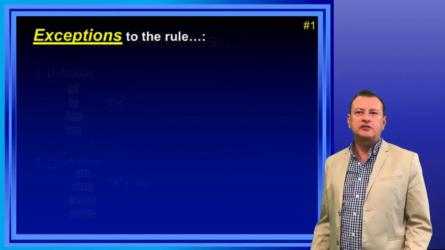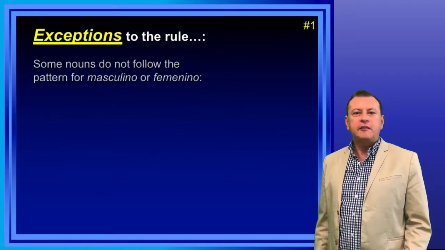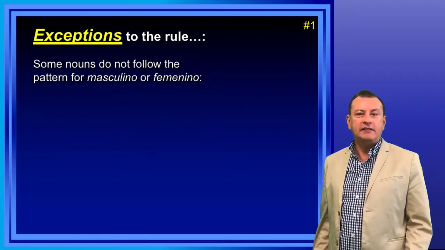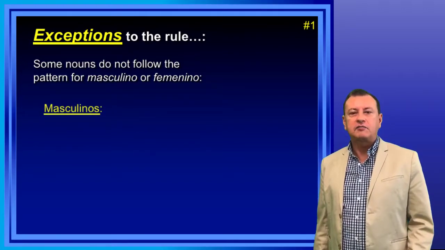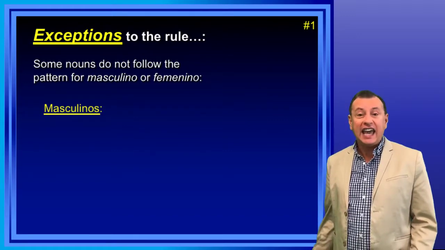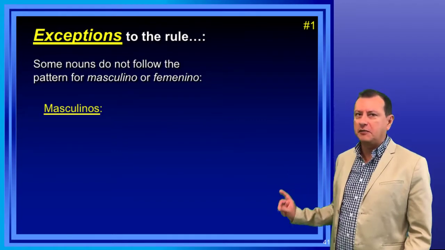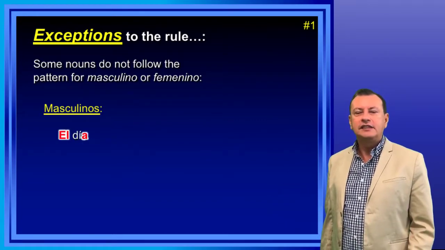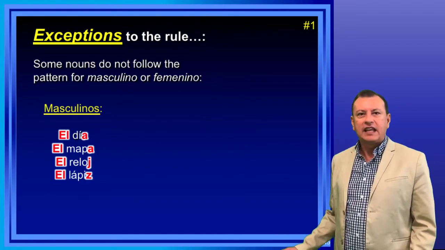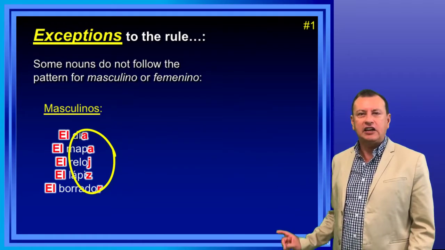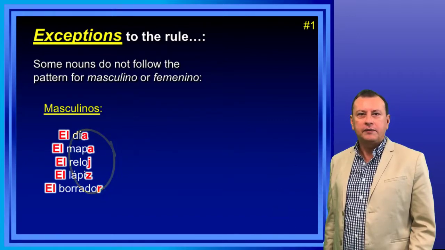Let's take a close look at how to form them. There are many exceptions. We're going to go through a few of them. Not all the words follow the pattern of feminine, masculine ending in o or a. Certain nouns in Spanish that are masculine may end even in a. So we need to memorize them all. I'm going to give you a few examples of the most common ones. El día, el mapa, el reloj, el lápiz, el borrador. Notice the ending of these nouns is not necessarily an o.